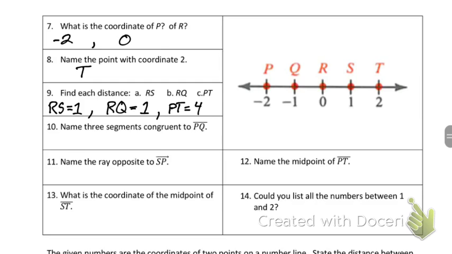Is it okay if you flip the two? Can I do x sub 2 minus x sub 1? Yeah. You're just doing one point minus the other one. Take the absolute value of it. Awesome. Name 3 segments congruent to PQ.